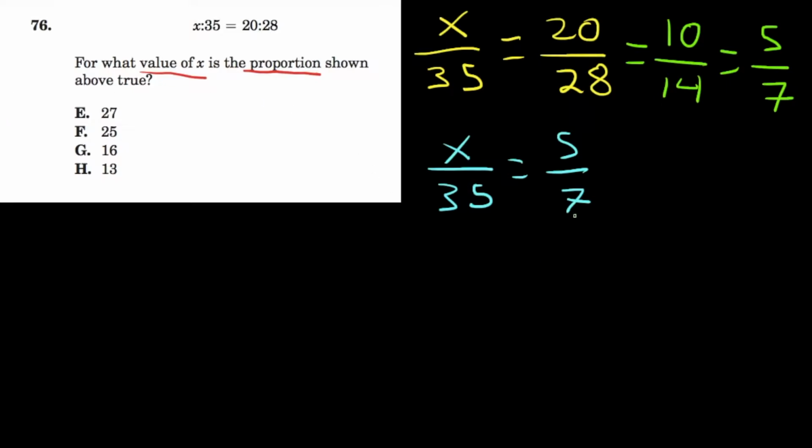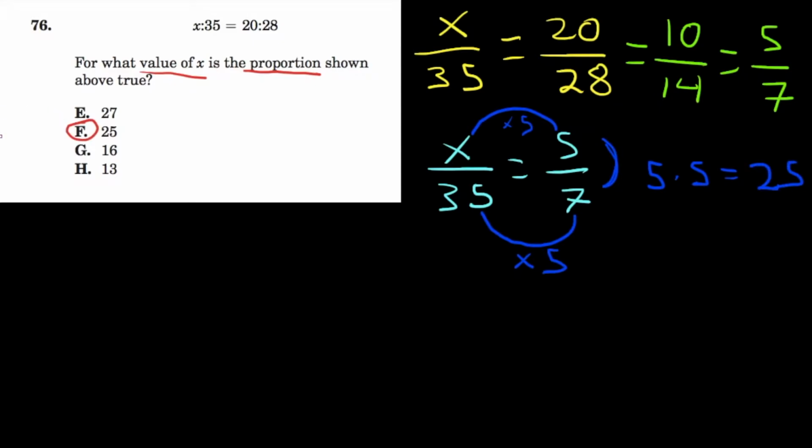And I'm going to say, what do I do to 7 to get 35? The reason I'm going this way is because the right side is where I have most of my information. So what do I do to 7 to get 35? I multiply by 5. 7 times 5 is 35. Which means 5 times 5 is going to be x. And 5 times 5 is 25. And that's it. That's the answer.